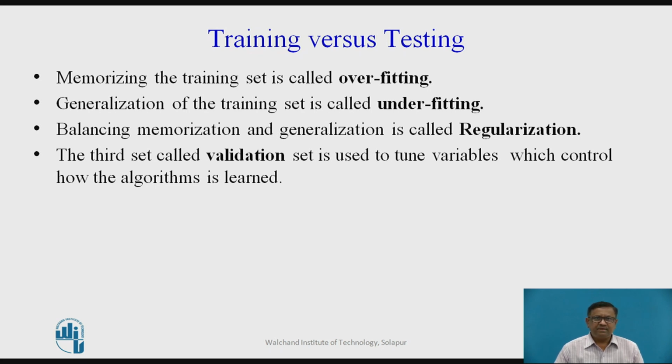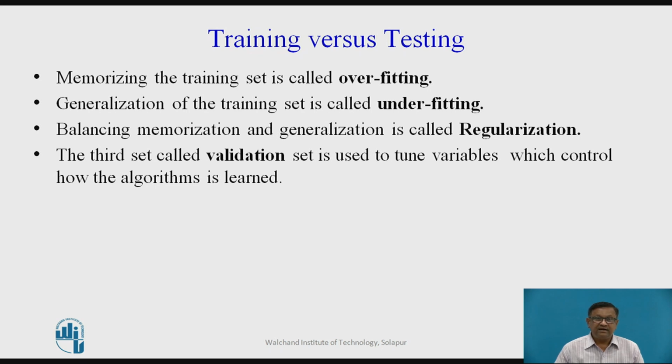So balancing memorization and generalization is called regularization. Regularization in machine learning is also very important, which balances between overfitting and underfitting. And these are some of the metrics to evaluate the performance of a machine learning algorithm.